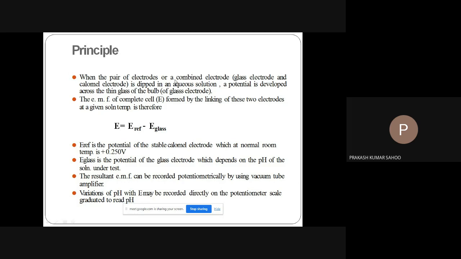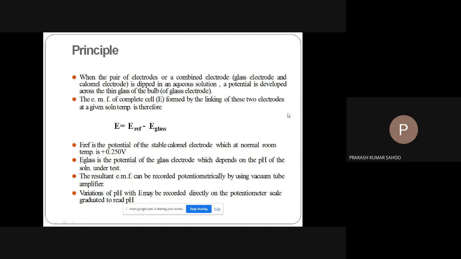When a pair of electrodes or a combined electrode is used, here we may use a glass electrode and a calomel electrode. Calomel electrode contains mercury in mercurous chloride. That will be the calomel electrode. It is dipped in aqueous medium. A potential is developed across the thin glass of the bulb, that is the glass electrode. And the EMF, that is the electromotive force, that is the cell potential.